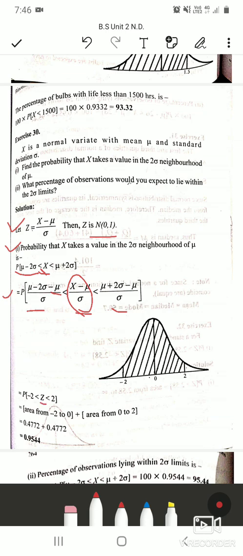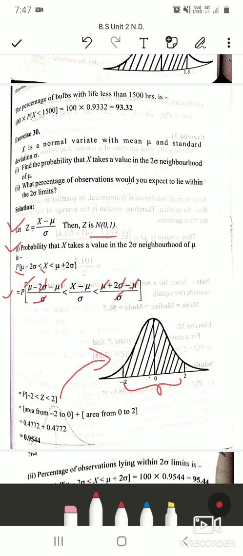So this middle term is z, and now you can see you have plus mu and minus mu, which get cancelled, and sigma gets cancelled, therefore we get minus 2. Then here again plus mu and minus mu get cancelled, you are left with 2 sigma by sigma, and sigma gets cancelled, leaving 2. Therefore we have got the probability of z lying between minus 2 and plus 2. So this is the graph. Now you have to find this area, from minus 2 to plus 2.